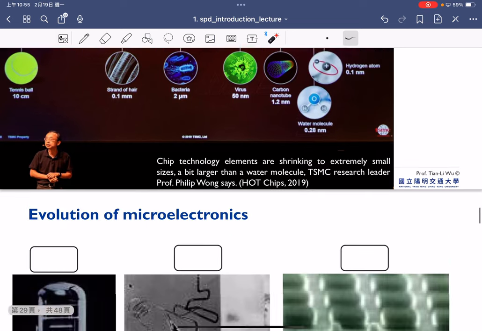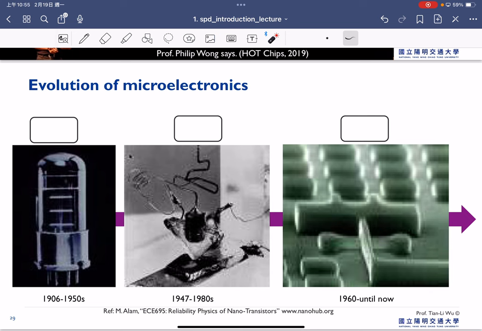And then if you look at the evolution of microelectronics from early time to nowadays, there are some technologies that I want to mention. The first one in early time is still using the vacuum tubes. So that's the vacuum tube. And then we start to have the bipolar. As we have mentioned, the first generation of transistor is not actually the MOSFET, it's actually the bipolar.